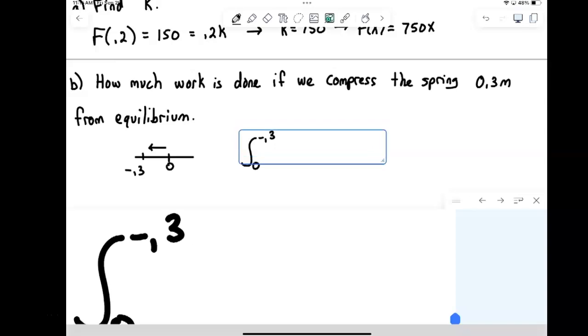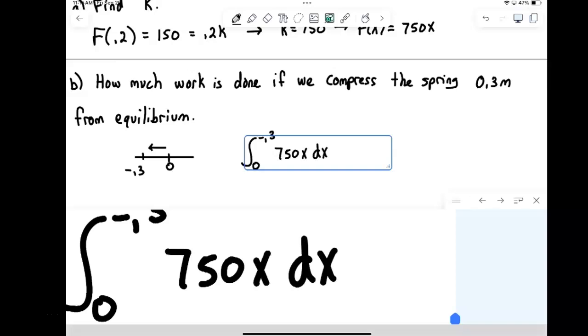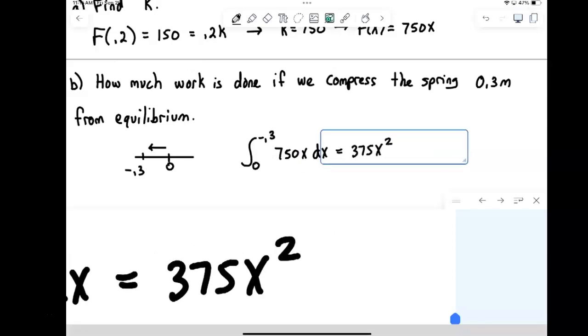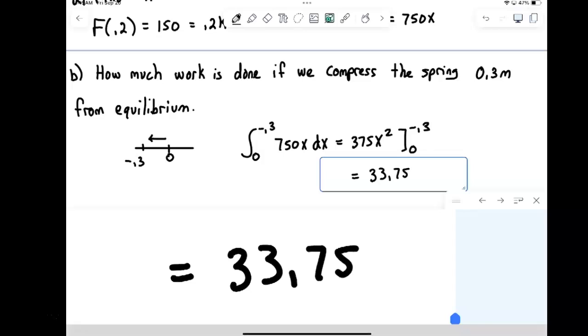Then the result is that the work is the integral of your force function, 750x dx. So we work that out. We integrate, add 1 to the exponent, which makes it x squared. So 375x squared, evaluated between 0 and negative 0.3. Go ahead and plug in your negative 0.3, and we'll get 33.75 joules of work done when we do that.